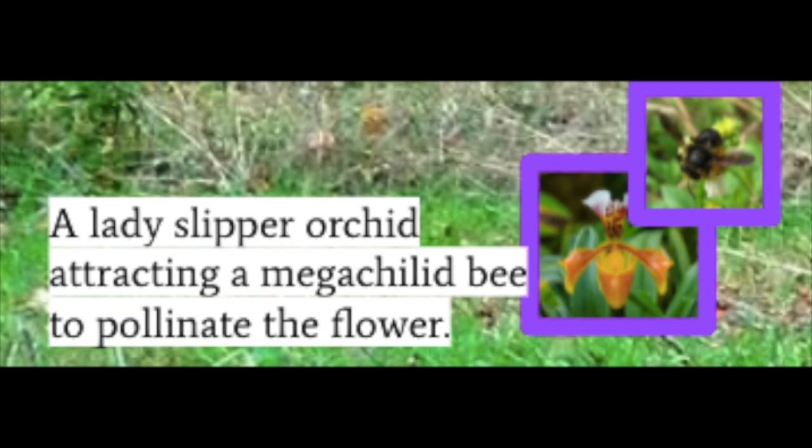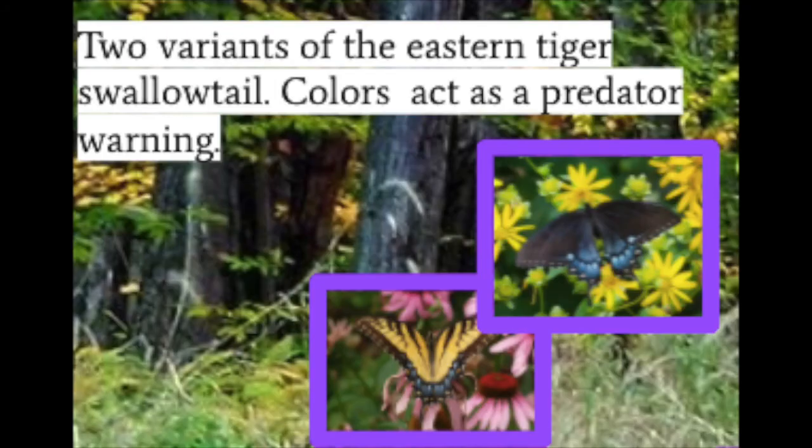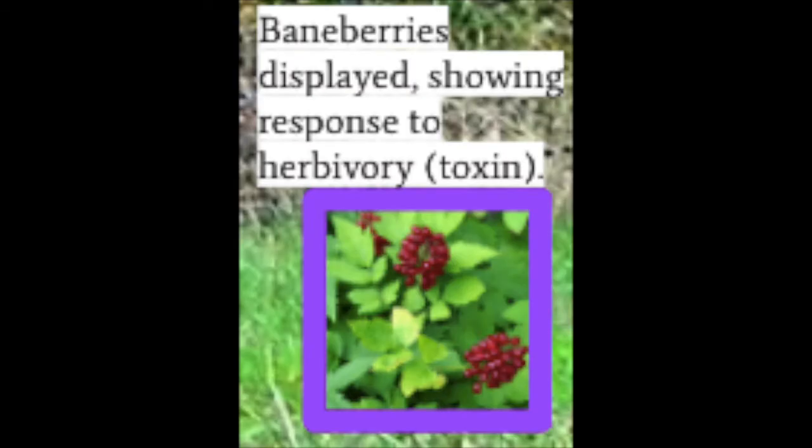The lady slipper orchid shows an example of coloration in flowers. It is a colorful plant that attracts pollinators so the plant can reproduce. The eastern tiger swallowtail is an example of predator warnings. These butterflies are yellow with black stripes or completely black. The black butterflies mimic the blue swallowtail, which tastes horrible to predators, and this warns the predator before they think about eating it.